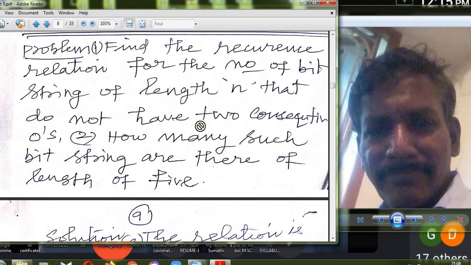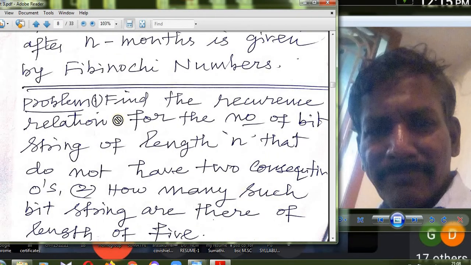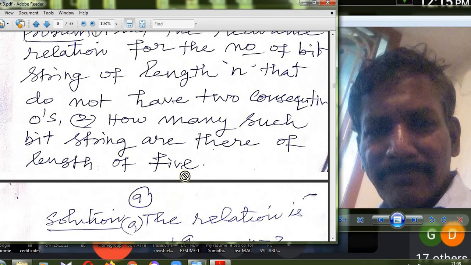Now let us have one problem here. Find the recurrence relation for the number of bit strings of length n that do not have two consecutive zeros. Here you must understand that. Find the recurrence relation for the number of bit strings of length n that do not have two consecutive zeros. Second question, how many such bit strings are there of length 5?